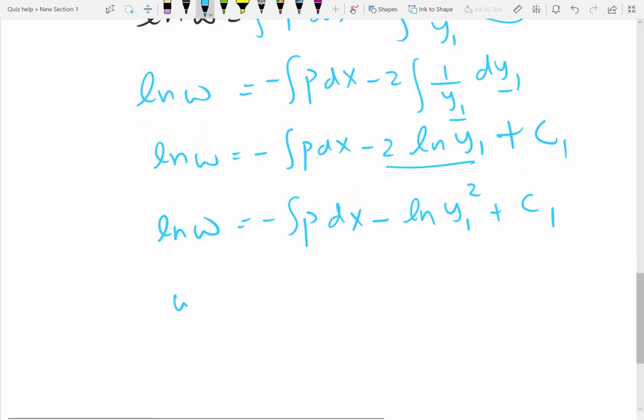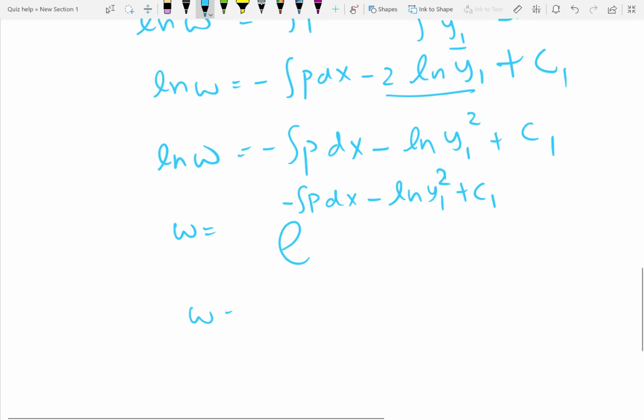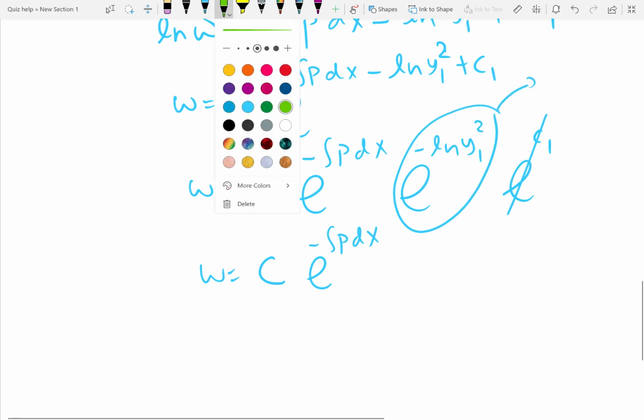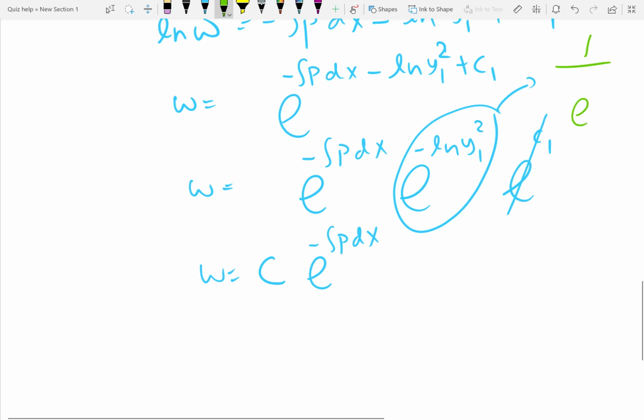Let's take the e of the other side: w equals e to the integral of negative p dx minus natural log y1 squared plus c1. So we can break up all these terms: w equals e to the negative integral of p dx, times e to the negative natural log y1 squared, times e to the c1. Okay, e to the c1 is just an arbitrary constant, so let's call it c. Now this term I can rewrite, as we have seen a lot, as 1 over e to the natural log y1 squared, right? I can make this negative positive by taking this term to the denominator.